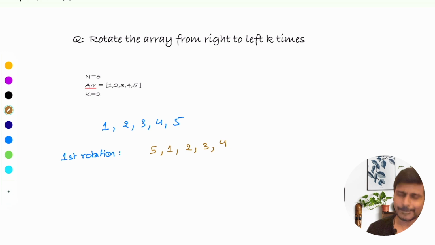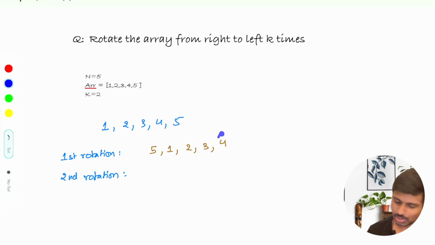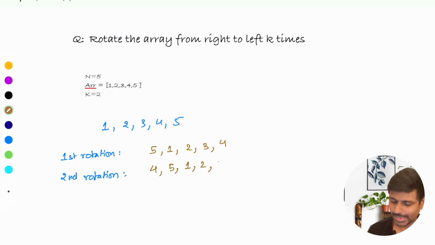Now let's see what happens after the second rotation. When we do the second rotation, we'll do this one more time, right? So now the 4 will come to the first, and the rest of the elements will get shifted. So if we do this, then we get 4, 5, 1, 2 and 3. So after these two rotations, the final answer that we'll get is this one. So this we have to return. I hope the question is now clear to everyone.